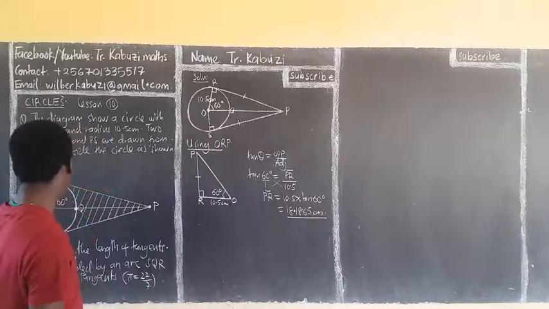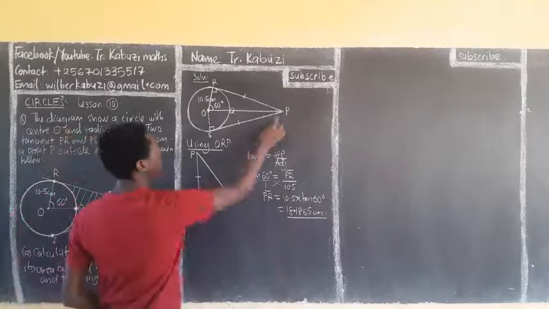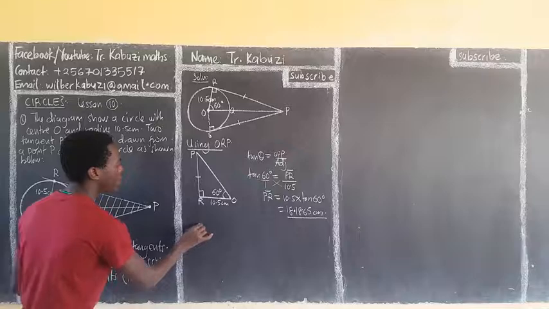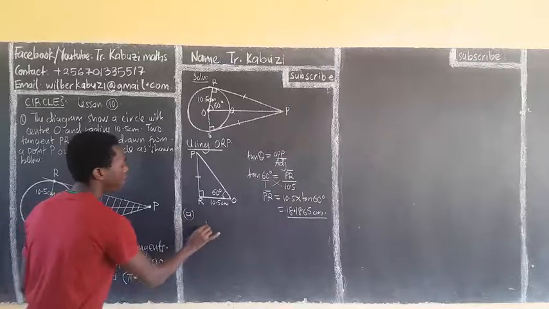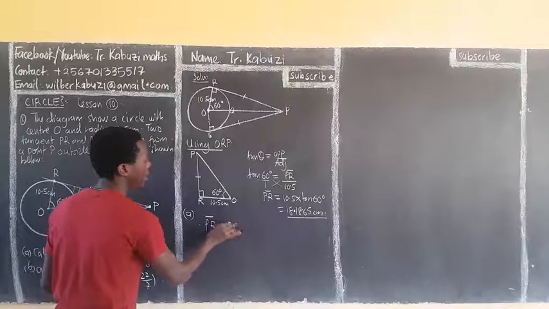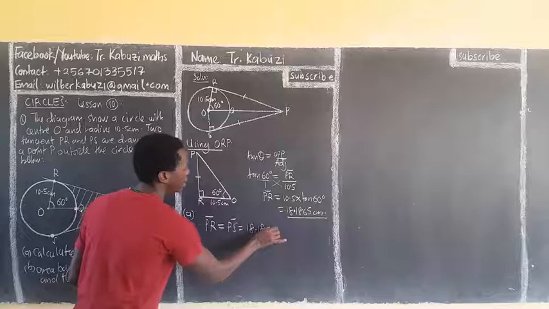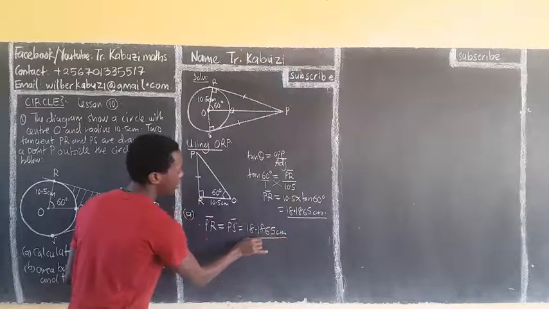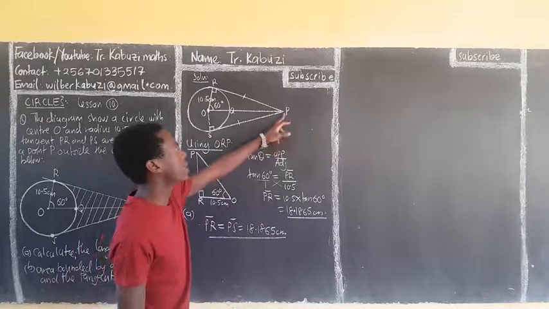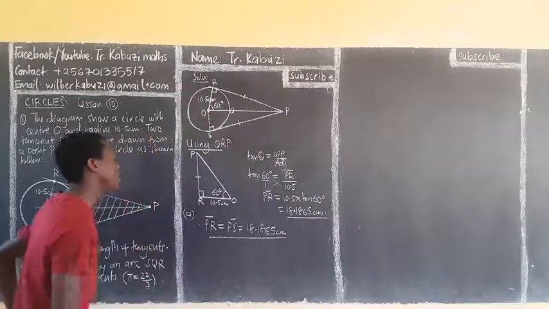So if that is my PR, it means that since these are drawn from the same point, PR is equal to PS. All of them are 18.1865 centimeters, because tangents originating from the same point to the circle are always equal in length.